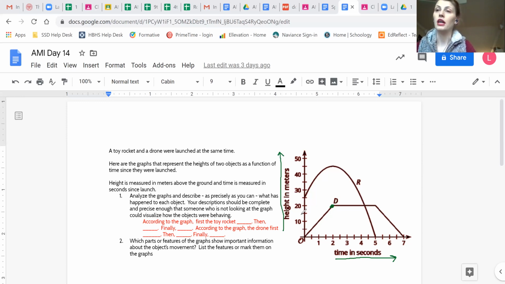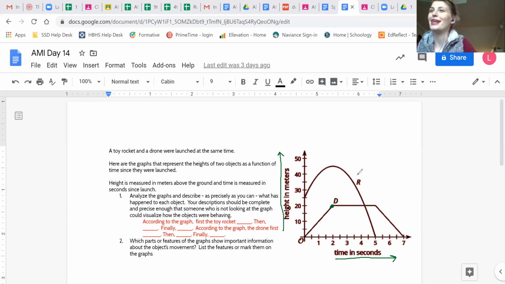So what I'd like for you guys to do is just take a second on your own and look at the two graphs. One is here, and one is here. I want you to consider both of those graphs just for a second. Which one do you think would be the rocket and which one do you think would be the drone? Why? So I just want you guys to think about that, right? Which one is the rocket? Which one is the drone?